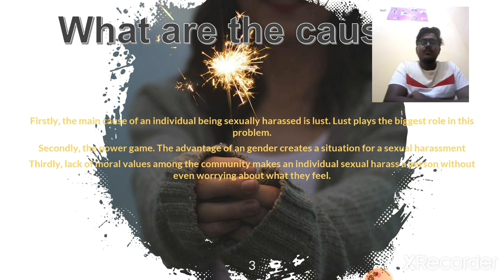Thirdly, lack of moral values. Moral value is another important role in a human. Humans need moral values in order to live, and if a person doesn't have moral values, things such as sexually harassing people will happen.